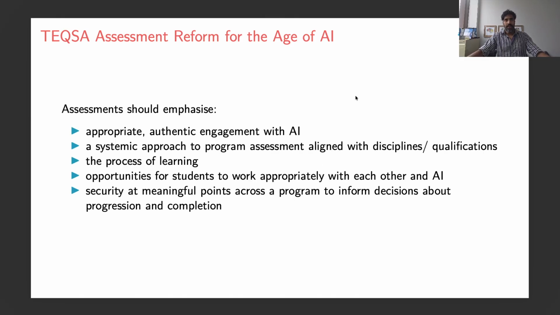So in the assessment reform for the age of AI, the assessments should emphasize appropriate, authentic engagement with AI, a systemic approach to program assessment aligned with disciplines and qualifications, the process of learning, opportunities for students to work appropriately with each other and AI, and security at meaningful points across the program to inform decisions about progression and completion.